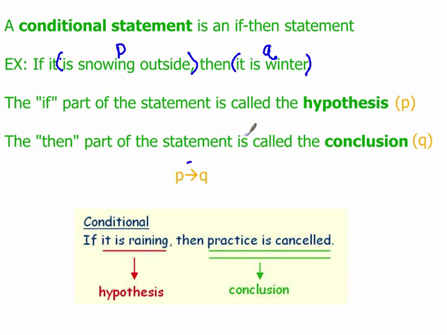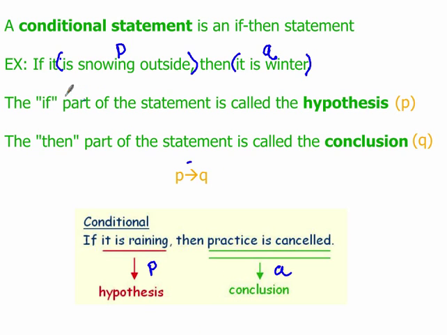So we're going to be talking in this unit about how to represent things symbolically. And symbolically, the statement if P, then Q is represented by P with an arrow and Q. Down here, here's another example of a conditional. If it is raining, then practice is canceled. The hypothesis, P, is it is raining, and the conclusion, Q, is that practice is canceled. So this is a conditional statement.